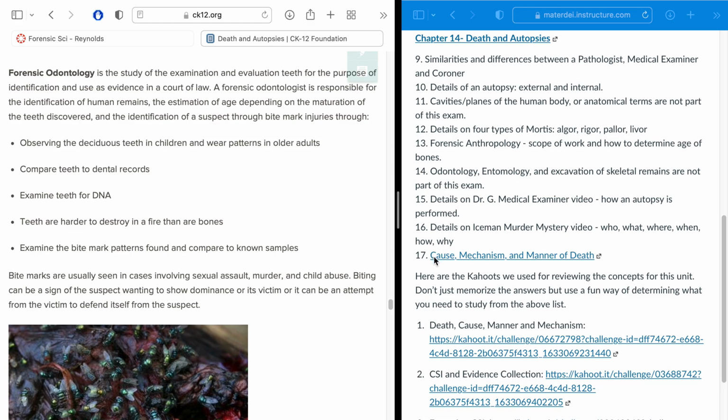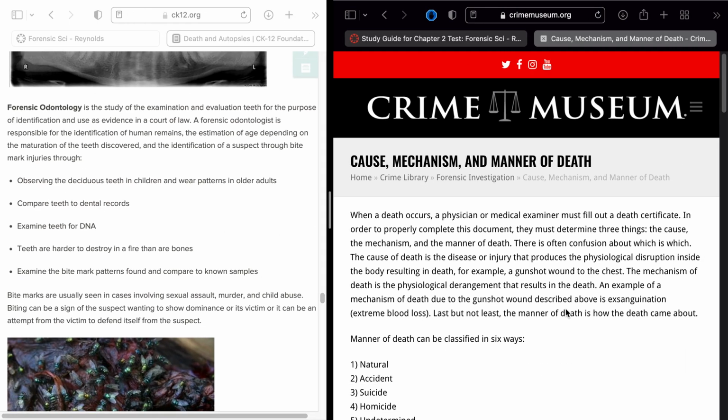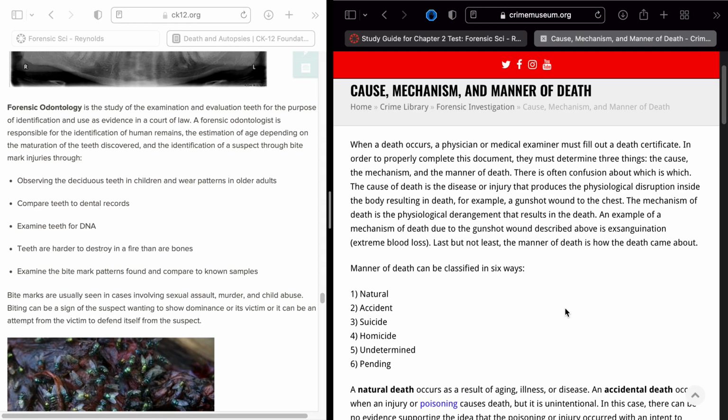So what is this cause, mechanism, and manner of death? This is a website that I'm going to take you to. It's a hyperlink, so I'm going to click into it. Number 17. This is what the medical examiner's job is. On our death certificate, they're going to write one of these 4 things. Hopefully not 5, which is undetermined, unknown.